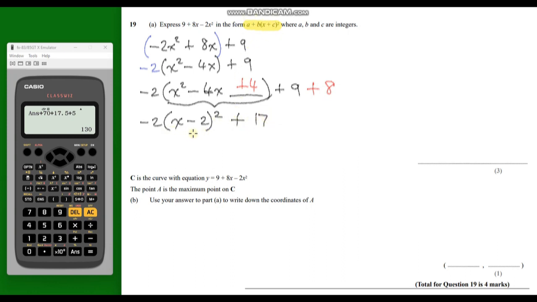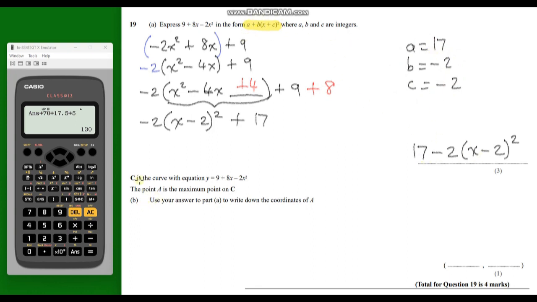We just need to put everything back how it was because we switched it at the beginning. So a is 17, and then we've got all of this business here. So we've got -2 times x minus 2, all of that squared. So you can see that a is equal to 17, b is equal to -2, and c is equal to -2 also. You don't have to write all of this in. I'm just showing you how it matches up to what they're asking for.